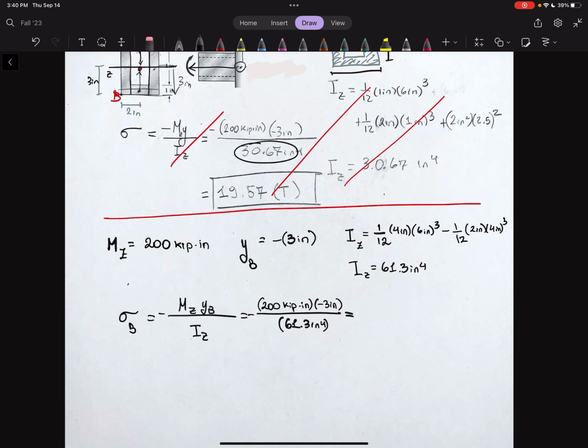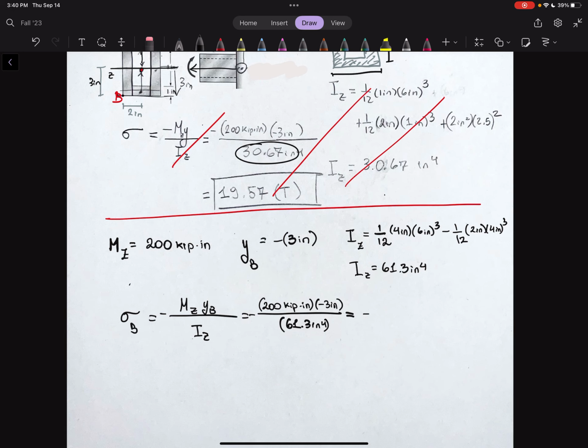And so 200 times negative 3 divided by 61.3, what is this? That's going to be negative 9.79. And it's going to be ksi.